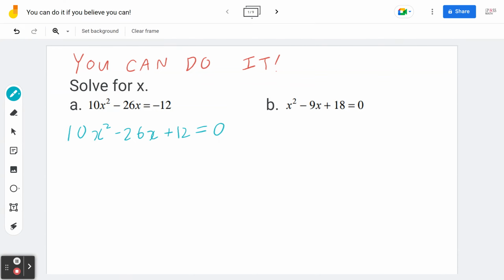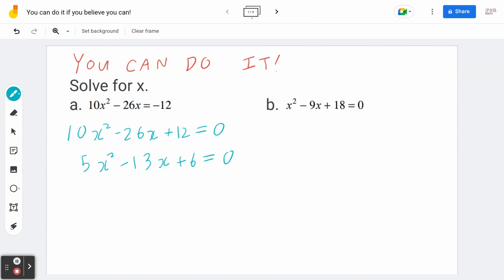Step 2. If you think about these numbers, 10, negative 26, and 12, you can divide everything by 2. So you can divide the left-hand side and the right-hand side by 2. So this becomes 5x squared minus 13x plus 6, which equals 0.